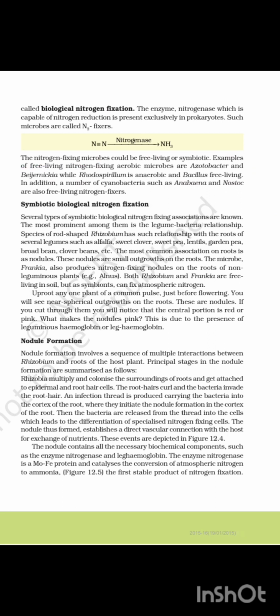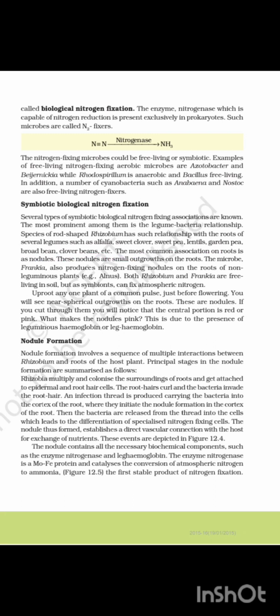Examples of free living nitrogen fixing aerobic microbes are Azotobacter and Beijerinckia, while Rhodospirillum is anaerobic and Bacillus is free living. In addition, a number of cyanobacteria such as Anabaena and Nostoc are also free living nitrogen fixers. Symbiotic biological nitrogen fixation. Several types of symbiotic biological nitrogen fixing associations are known. The most prominent among them is the legume-bacteria relationship. Species of rod-shaped Rhizobium has such a relation with the roots of several legumes such as alfalfa, sweet clover, sweet pea, lentils, garden pea, broad bean, clover, etc.